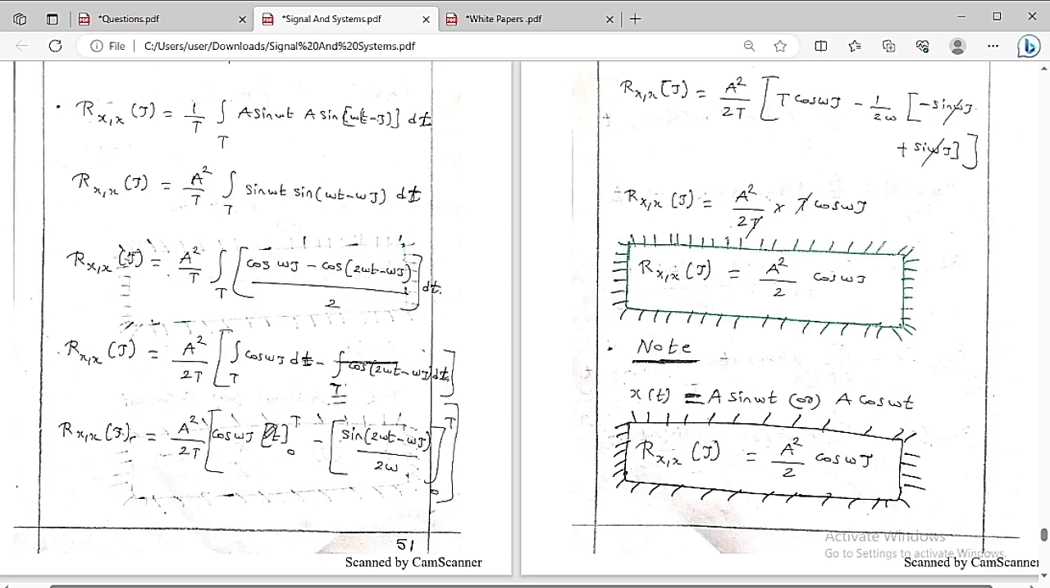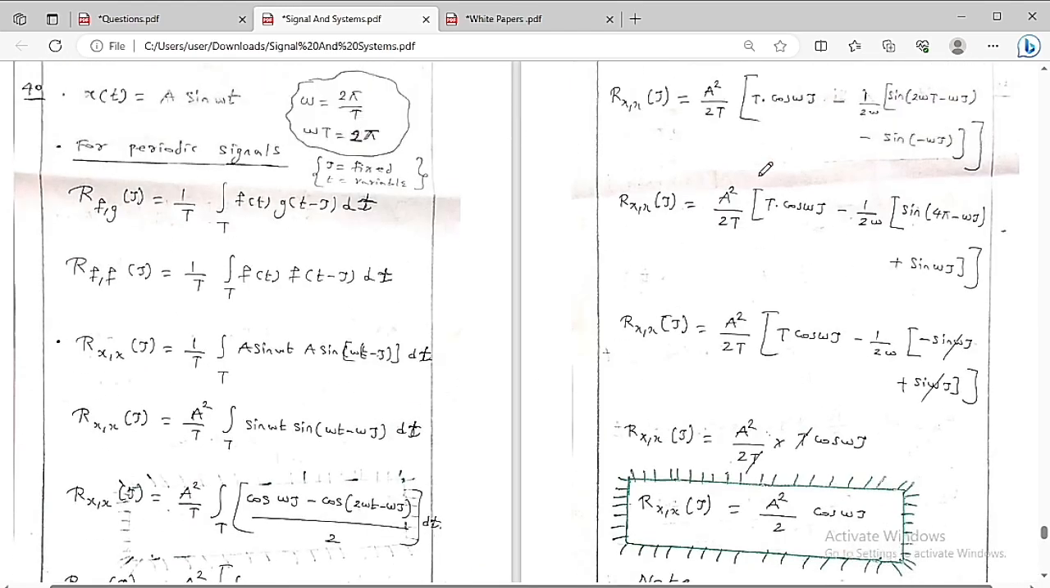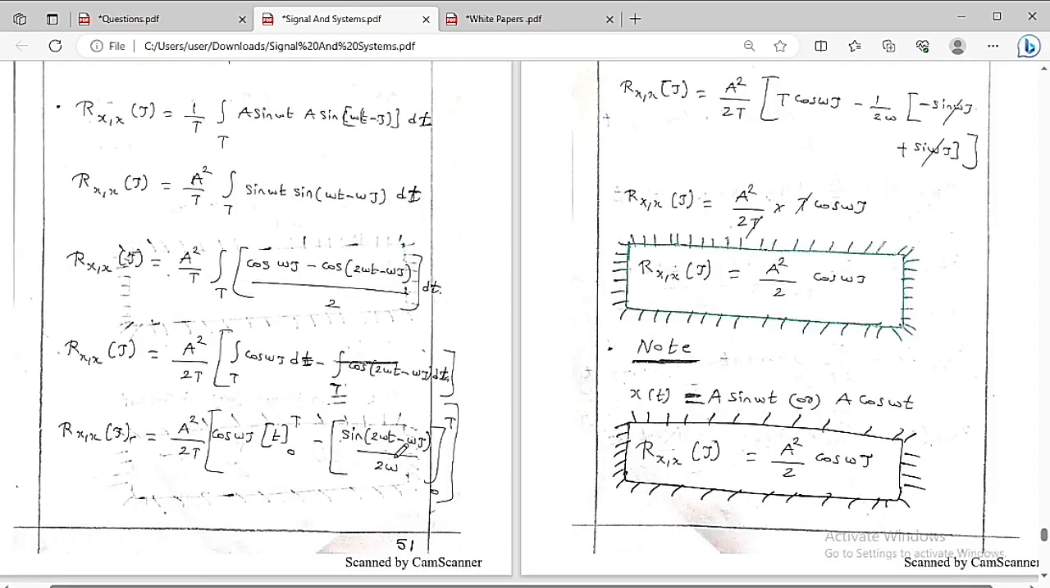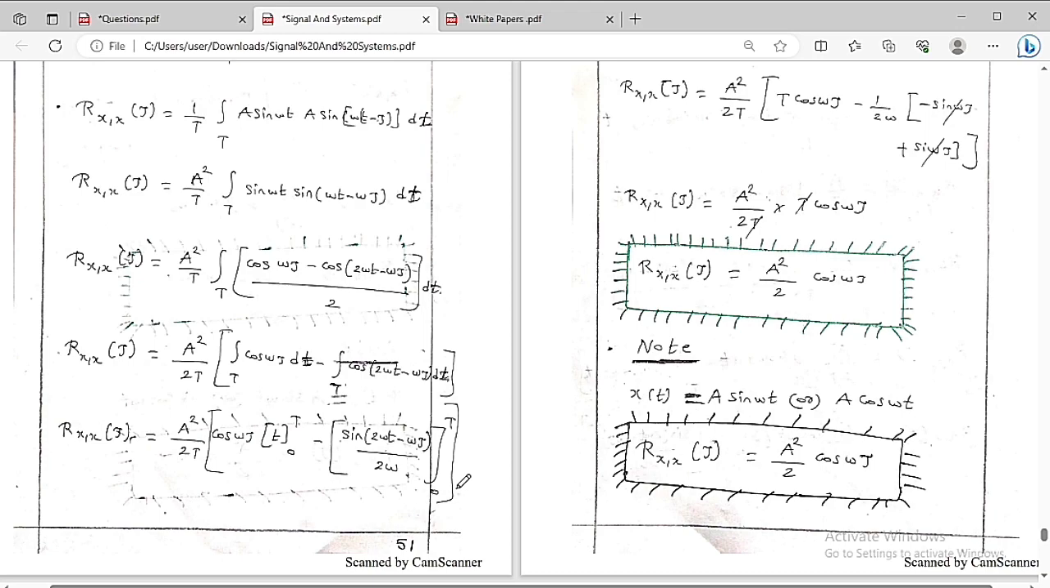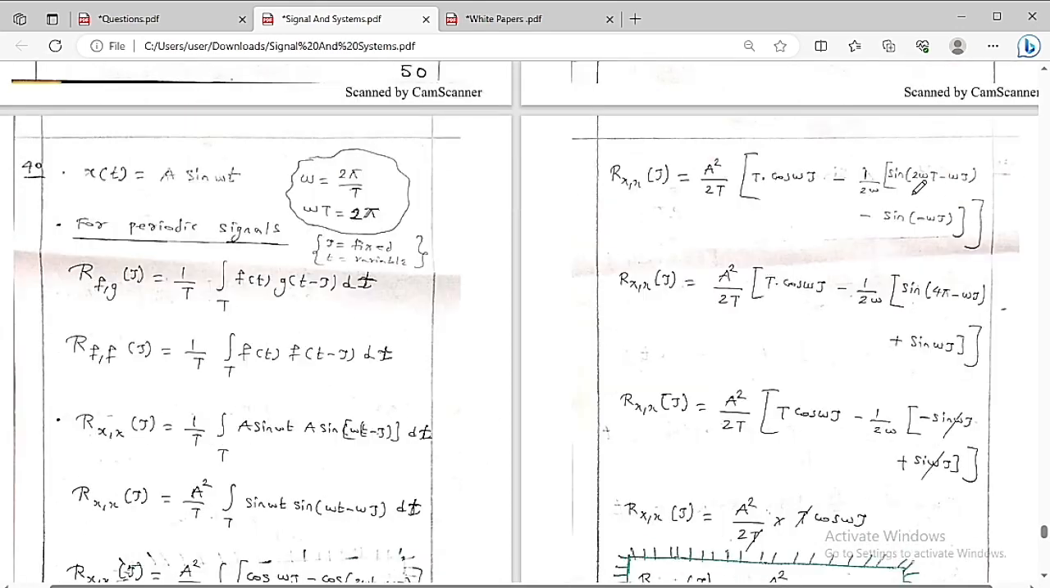If you substitute t minus 0 equal to T, we get A squared over 2T into T cos omega tau minus 1 by 2 omega into upper limit minus lower limit, substituting small t equal to T and then 0. Then what are we going to get? Sin of 2 omega T minus omega tau minus sin of 0 minus omega tau. So now, A squared over 2T into the same as it is, minus 1 by 2 omega.